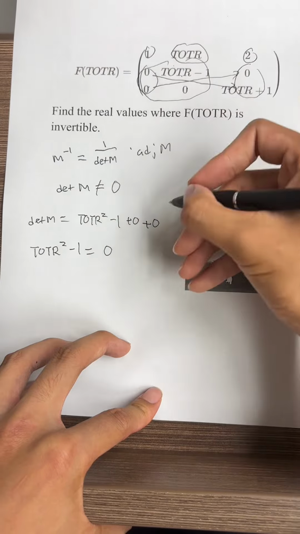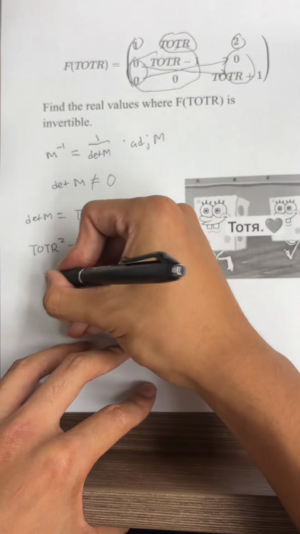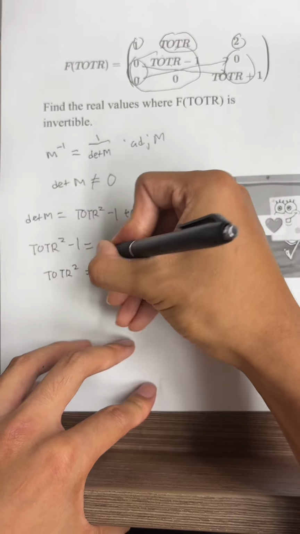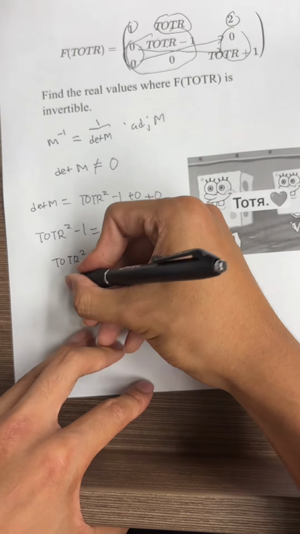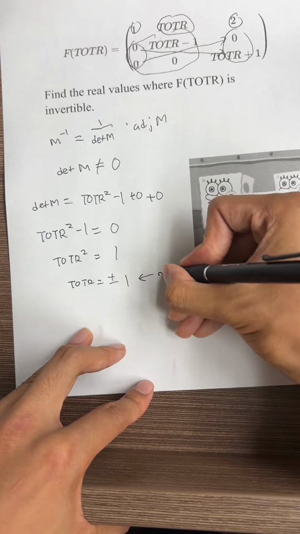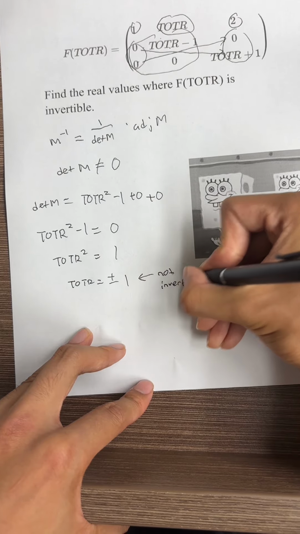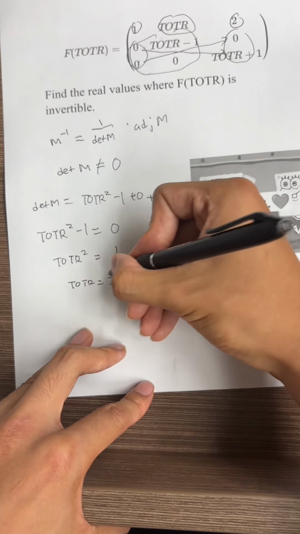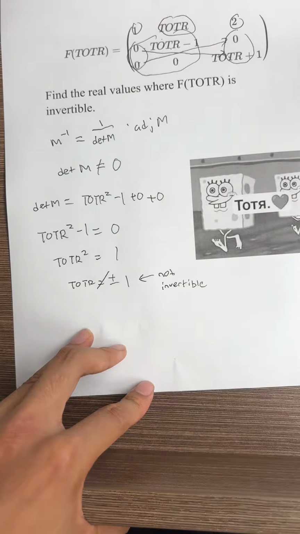Since those are the cases where it's not invertible, we'll just take all the other cases. t squared equals 1, we'll just move the 1 over here, and then we square root both sides, so t can equal plus or minus 1. Well, those are the cases where it's not invertible, so it is invertible for all other cases where t is not equal to plus or minus 1.